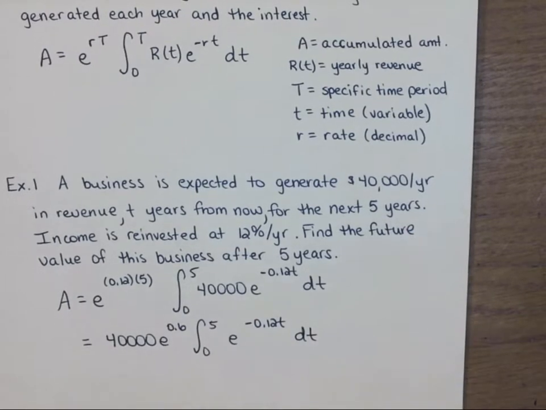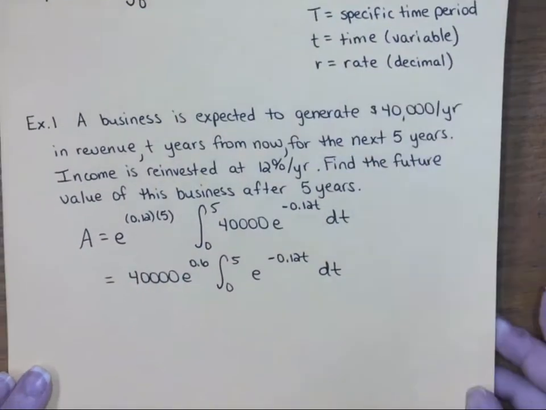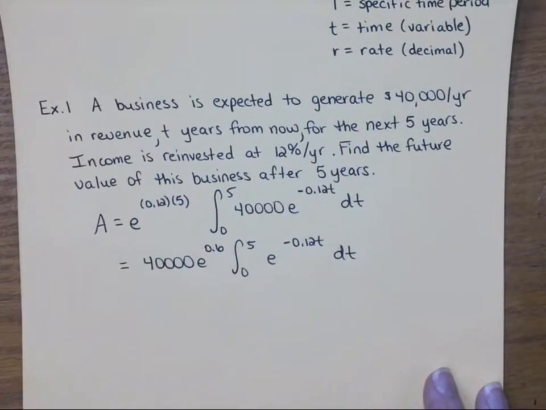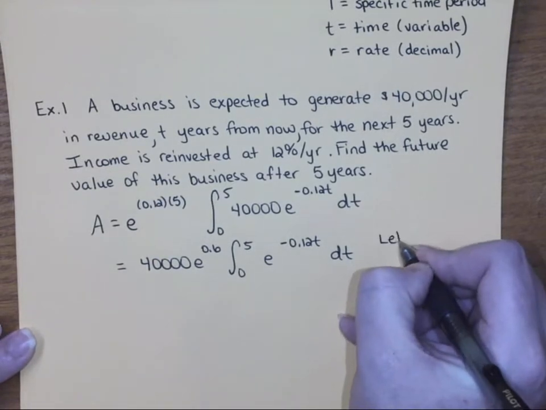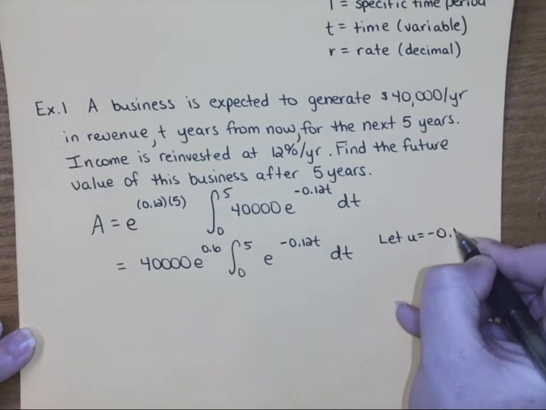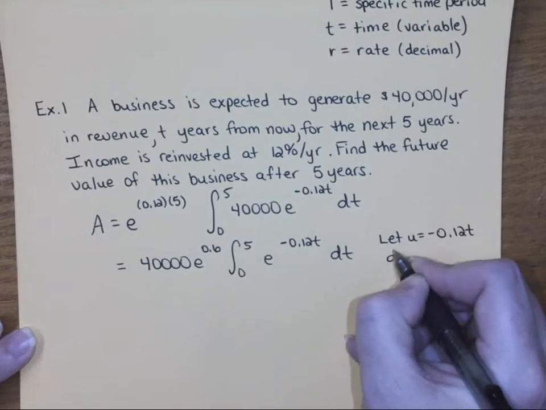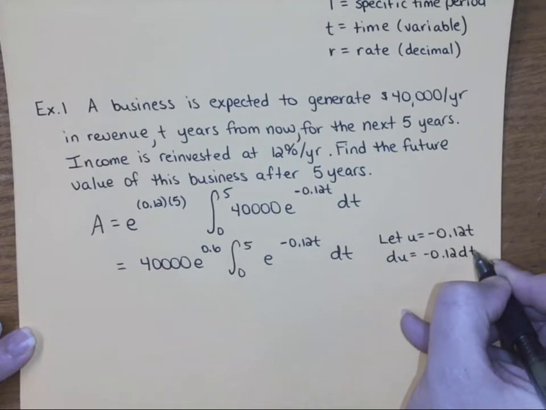Okay, so I really just moved that out to the front and kind of simplified that exponent. Now notice, I don't have e to the t power or e to the x power. I have e to some weird power. So this is a candidate for substitution. So I'm going to let u be the power. So the derivative of that u would be this.